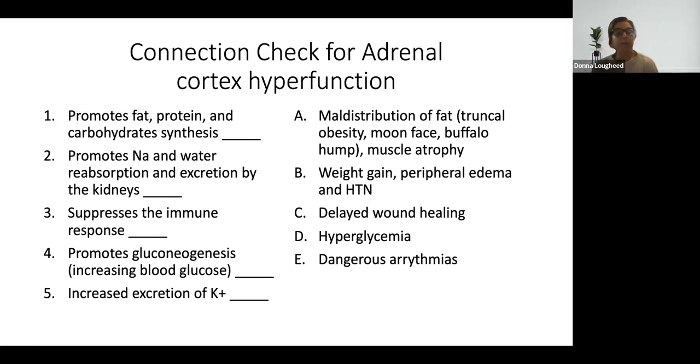It suppresses the immune response. So instead of that body-wide inflammation, they're going to have delayed wound healing because they're not going to have any immune response. It promotes gluconeogenesis. We will see hyperglycemia and increased excretion of K. In this case, we're going to see hypokalemia.